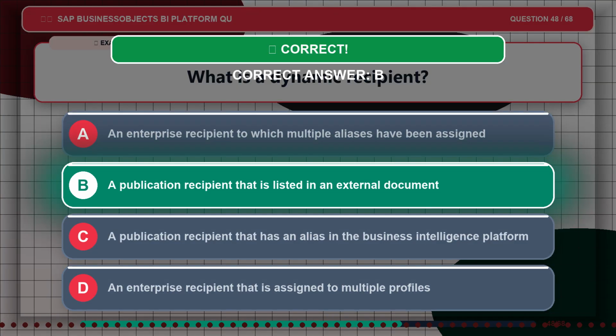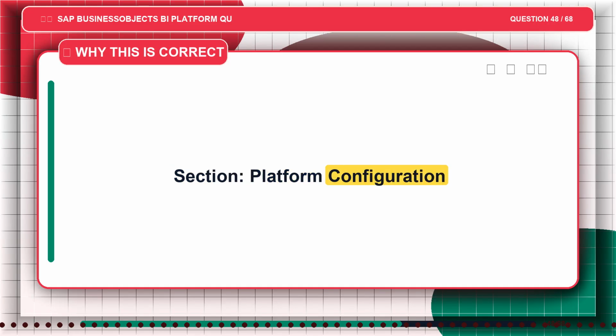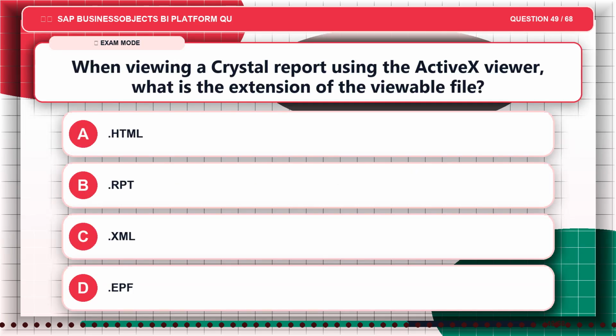The correct answer is option B. A publication recipient that is listed in an external document. Section, Platform Configuration. Question 49. When viewing a Crystal report using the ActiveX viewer, what is the extension of the viewable file?